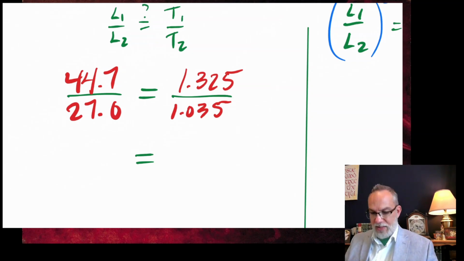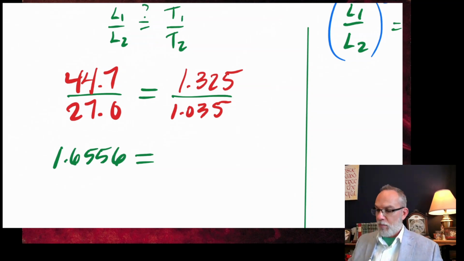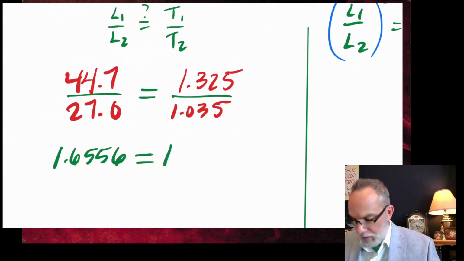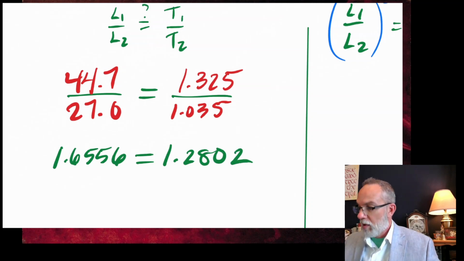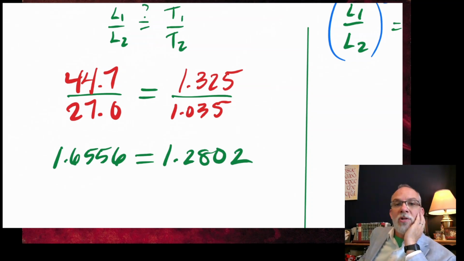So 44.7 divided by 27 equals, I get 1.655, I guess it rounds to 6, okay? 1.325 divided by 1.035. This one, I get 1.2802. Now, is that the best result? You're going to look at this and go, oh no, they're not equal to each other. Well, that's okay. They don't have to be equal.